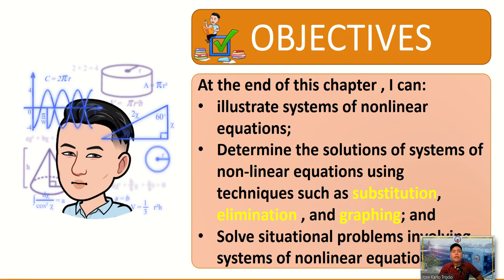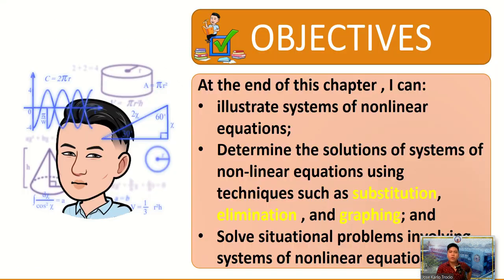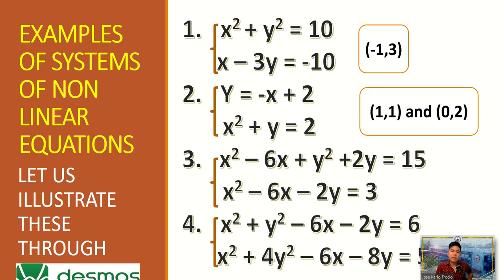Okay, so let us have the third step. Substitute the expression derived in step 2 into the other equation. So again, step 1, choose. So we choose this one as the substitute. We solve for y first by transposing x to the other side, and that is now negative x, and the negative 3 divided by negative 3.